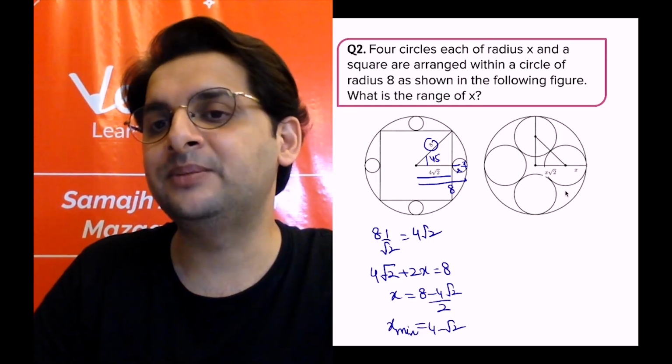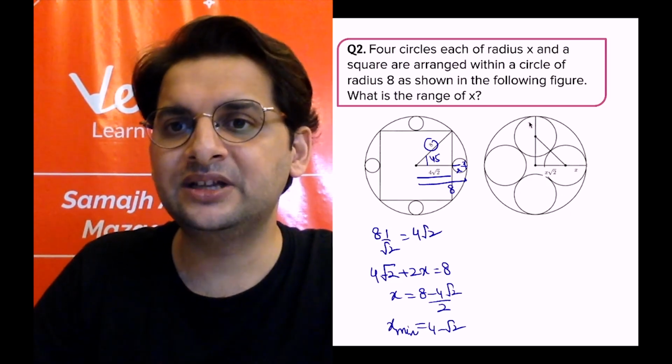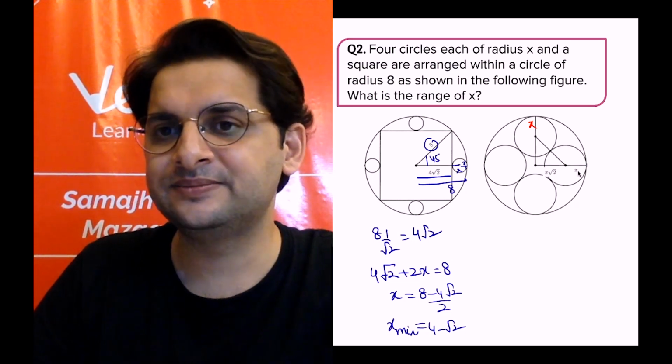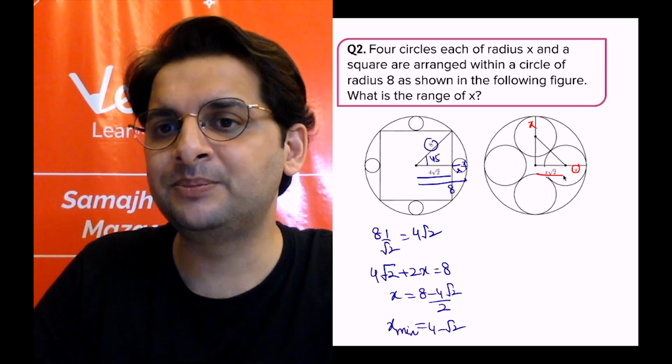Let us also try to find the maximum value now. Now guys, if this is x and this is x, and this is also x, and this complete is 8.